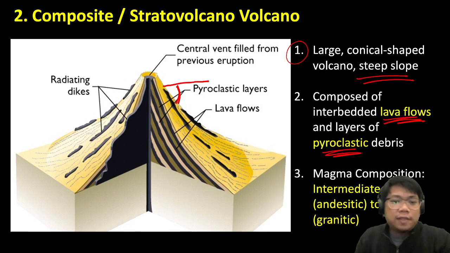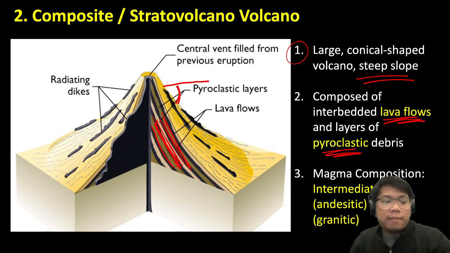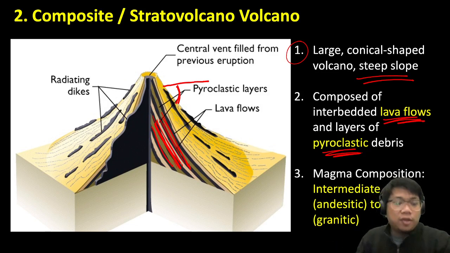As you can see here, this illustrates the alternation between lava flows and pyroclastic layers. And regarding the magma composition, in the previous video I mentioned that shield volcanoes are mostly mafic. For this one, it is mostly intermediate to felsic in composition.